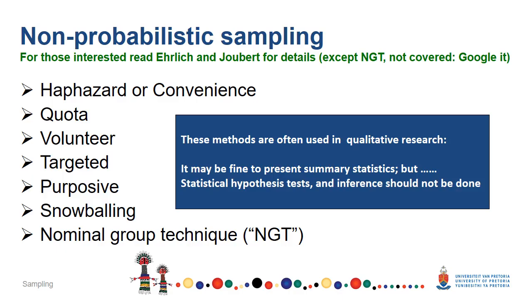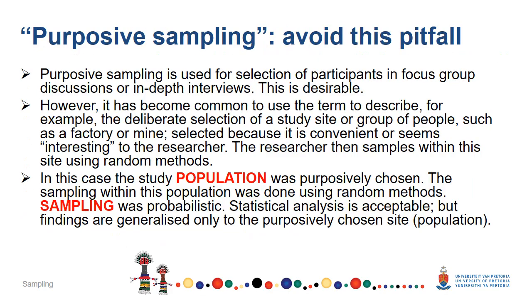There is quite a long list here. If you do one of the modules available from the school in qualitative research, you will learn more about them. We're not going to go into a lot of detail here. I've listed them down the side here. I've got just a warning about the use of the word purposive sampling, which I'll talk to just now. If you want more detail about these methods, you can look in Joubert and Ehrlich, but I'm not going to talk about them more at this stage.